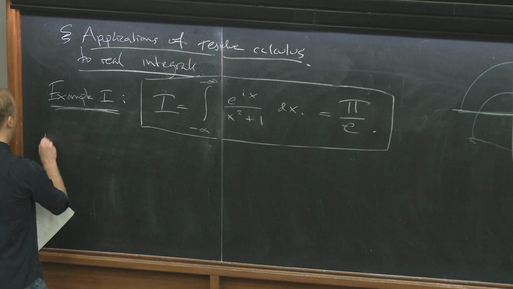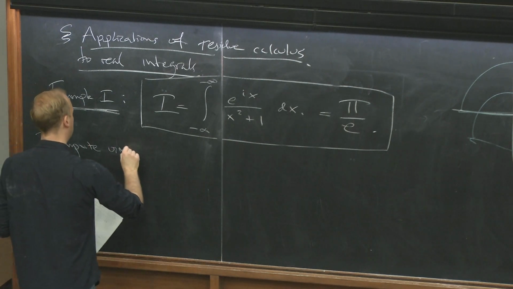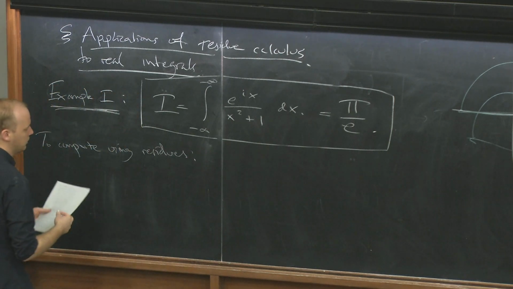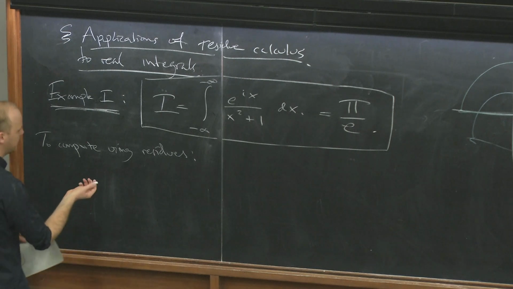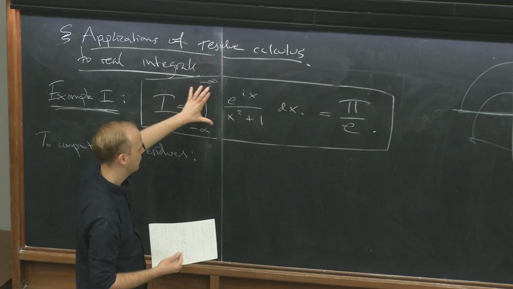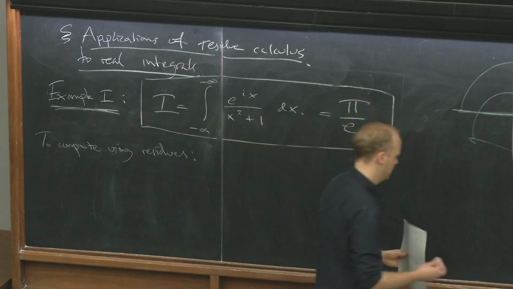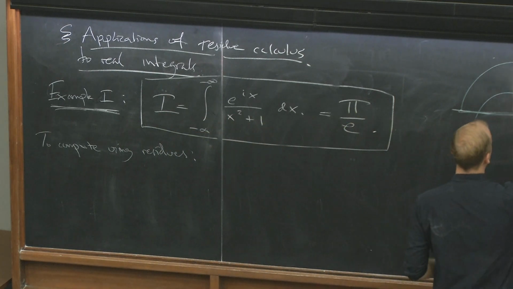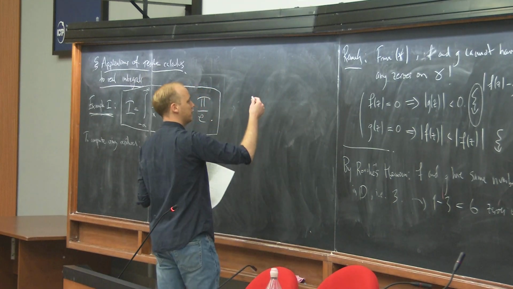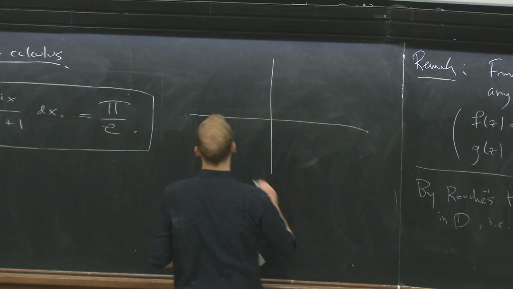So now, to compute this using residues, what do we do? The first step is we want to consider now a holomorphic function whose restriction to the real line is the integrand in question. Okay? And what function would that be? We are interested in this part.